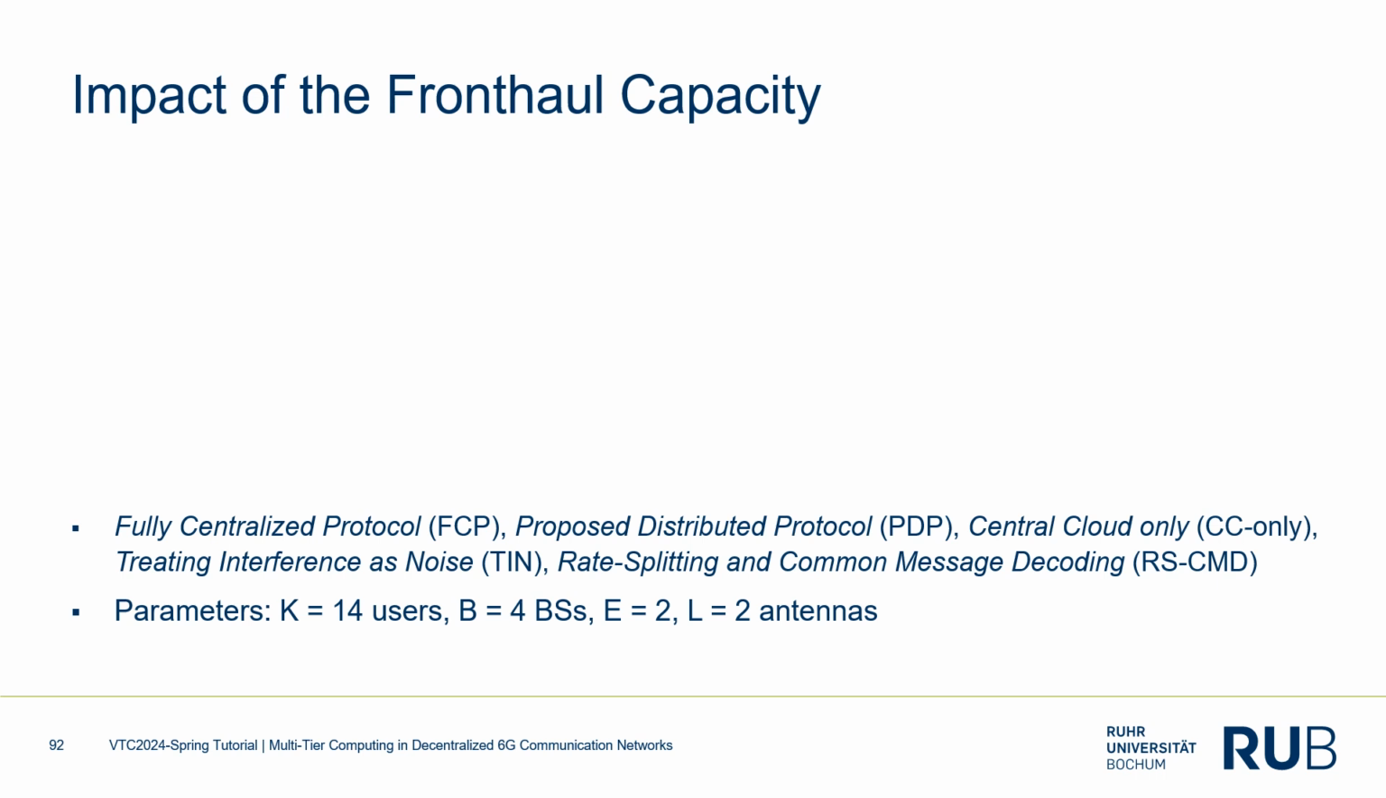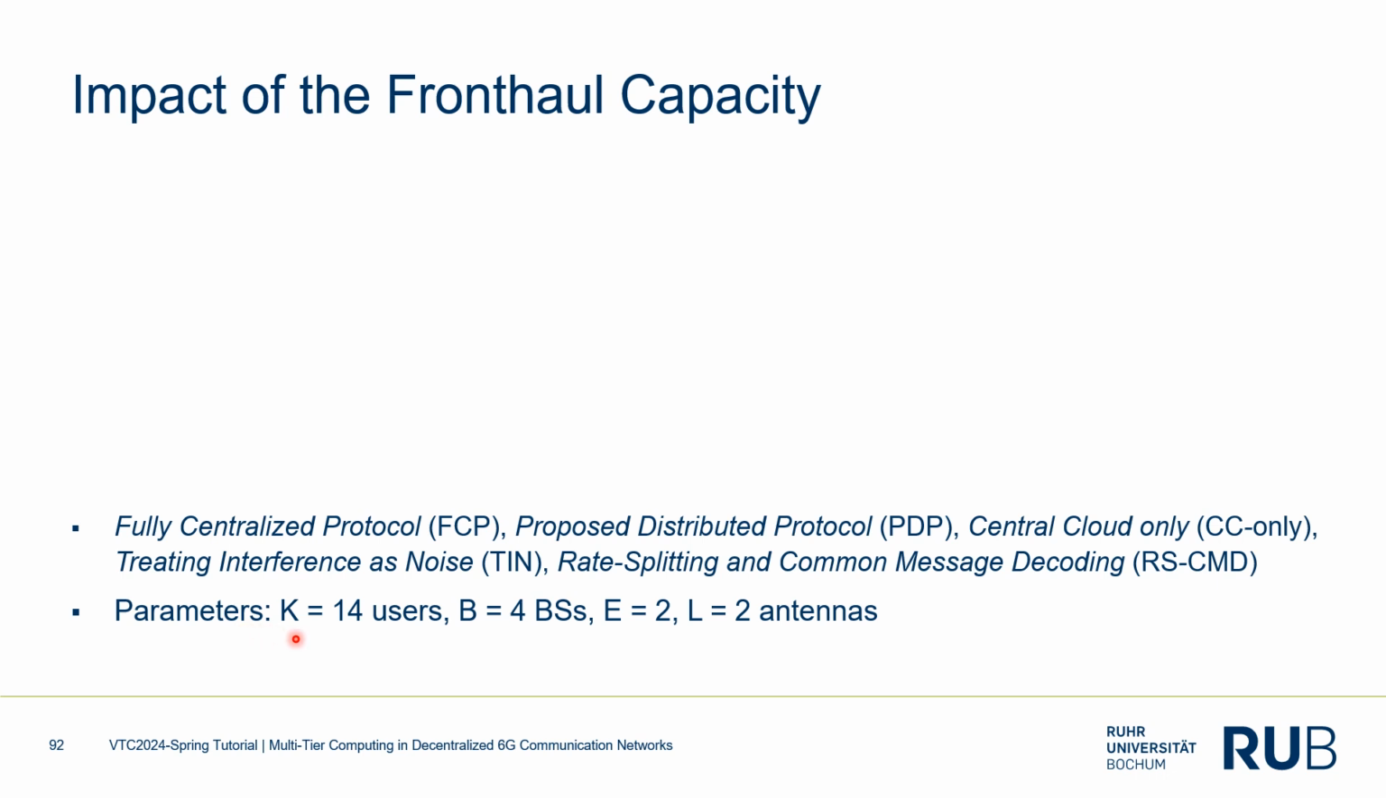Now, first of all, let's check some results. So we have some reference schemes. First of all, we have the fully centralized protocol, and the distributed protocol which we propose. So this is FCP, this is PDP. Then we have a reference scheme which we call central cloud only. This is a scheme where we do not employ UAVs and utilize the computation capability of the central cloud only. Then we have the treating interference as noise, which is the baseline scheme my colleague has presented before. We don't have rate splitting in this case, and here we have the rate splitting and common message decoding scheme, which is the proposed one.